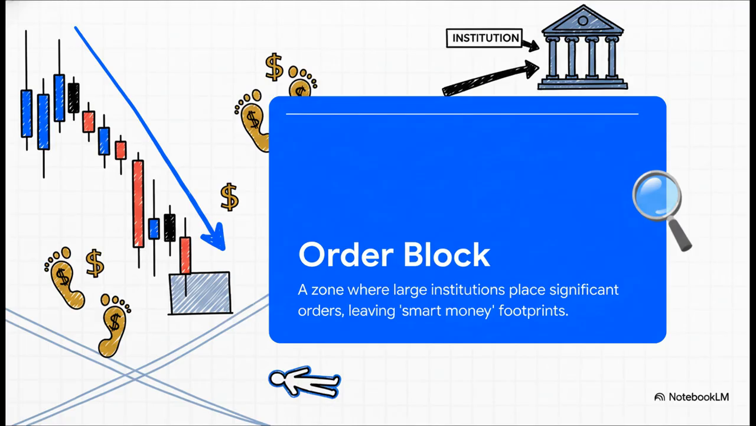So what is it? Put simply, an order block is a specific zone on your chart that basically screams a huge institution bought or sold a ton right here. Think of it like a financial crime scene. The big, explosive move has already happened, but the order block, that's the footprint left at the scene of the crime. It tells us exactly where the big players made their move.